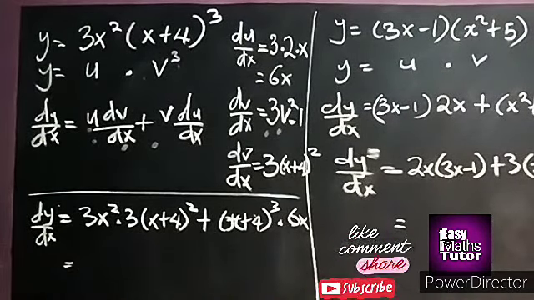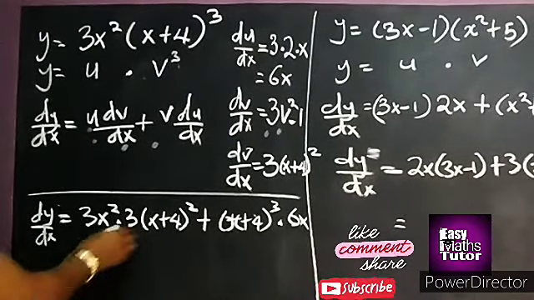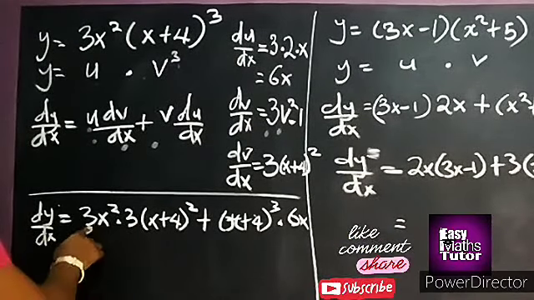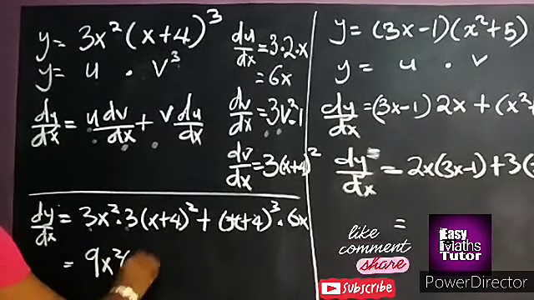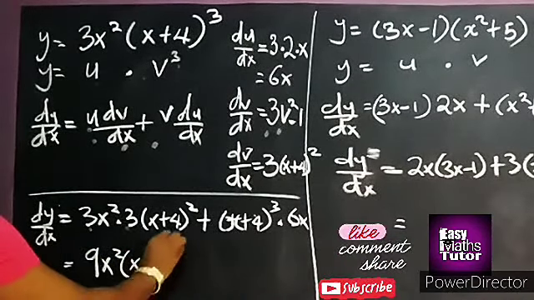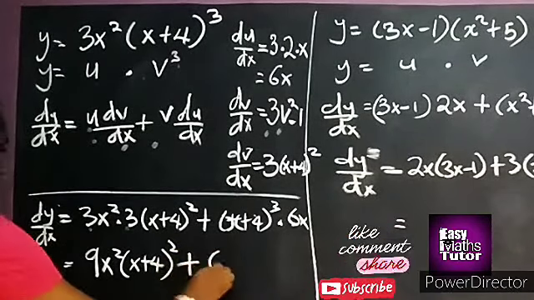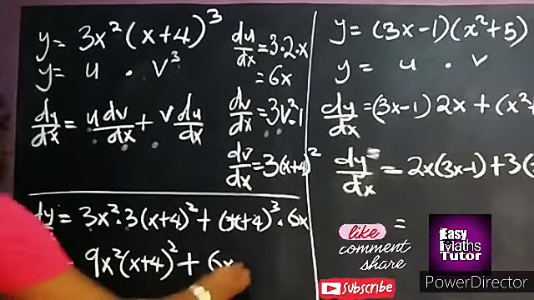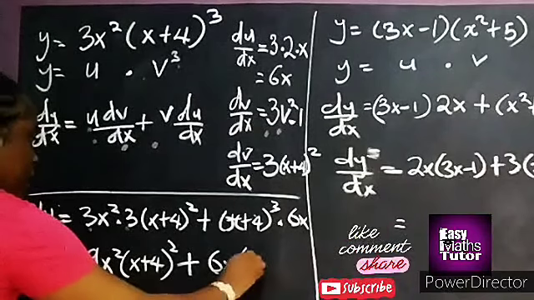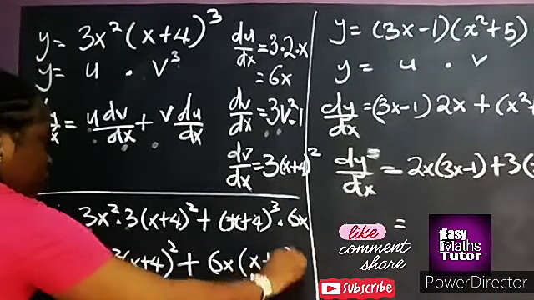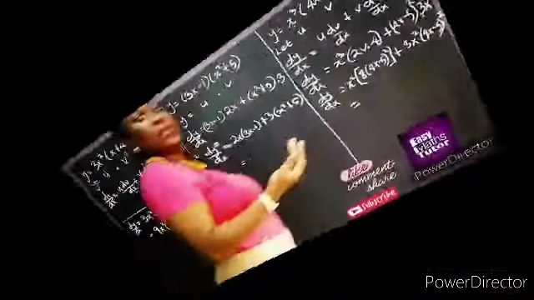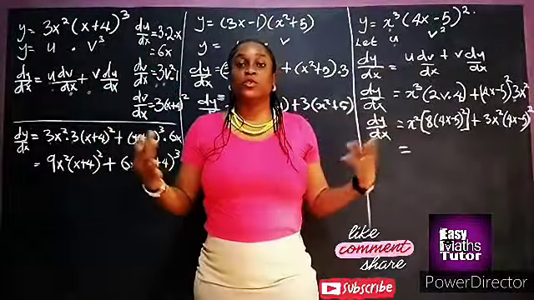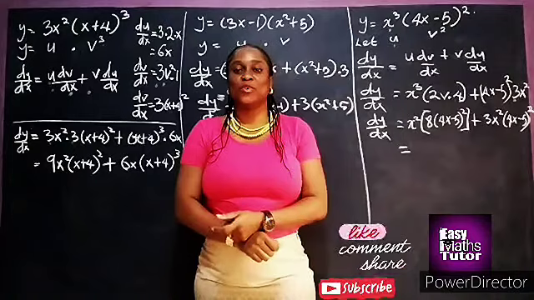So I'll simplify it a bit, and then you simplify the final one, which is 3 times 3 gives you 9x squared bracket x plus 4 raised to power 2 plus 6x into bracket x plus 4 bracket 3. And this is the solution to our problem for product rule.